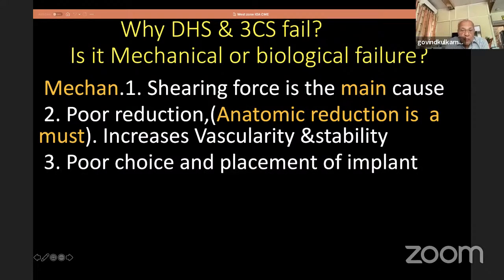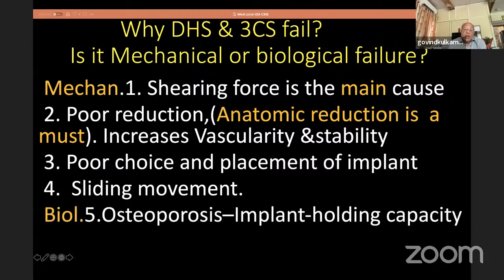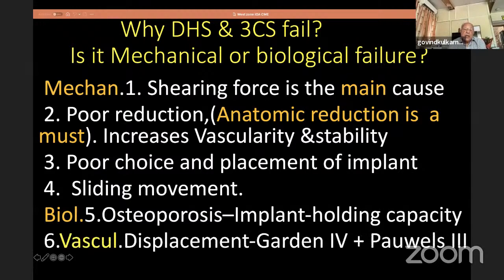Poor choice of implant and poor placement of the implant. Sliding movement is another cause of failure. In biology, we have to consider osteoporosis because the implant holding capacity of the bone is very poor. And vascularity is very important. Vascularity is compromised, especially in Garden 4 and Pauwels 3 types.